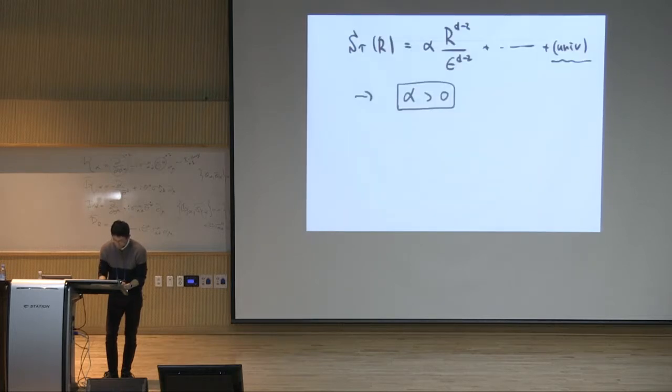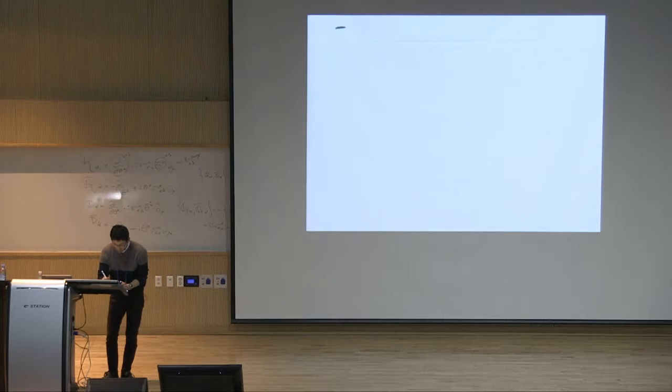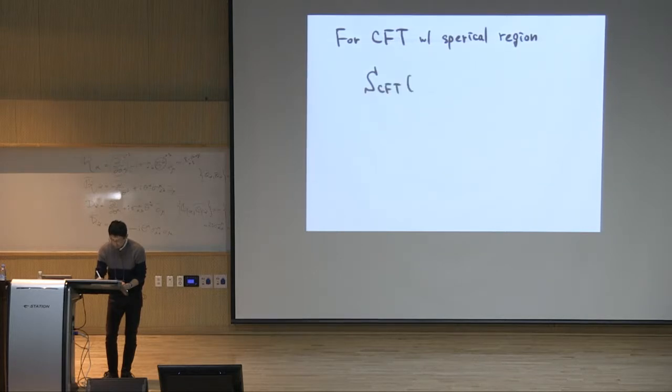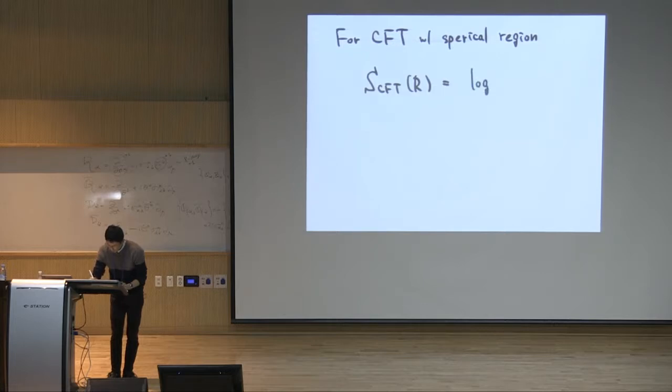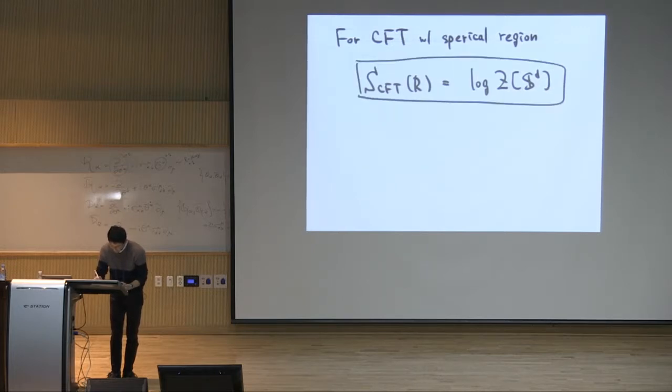We want to prove the F theorem or generalized F theorem. If the theory is a CFT with a spherical region of radius r, then you can show, and this is very surprising, that the entanglement entropy of the spherical region is equal to the log of the sphere partition function. This is a highly non-trivial result, also proved by Casini, Huerta and Myers.